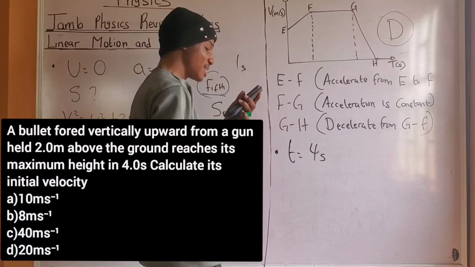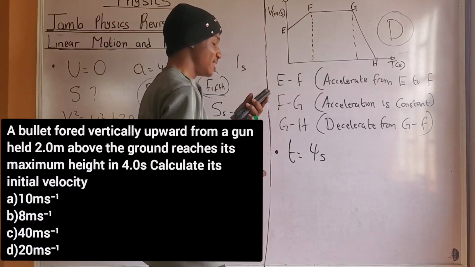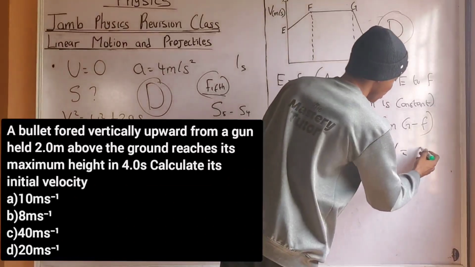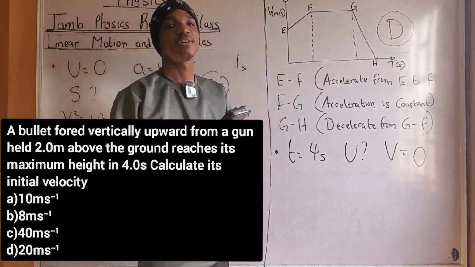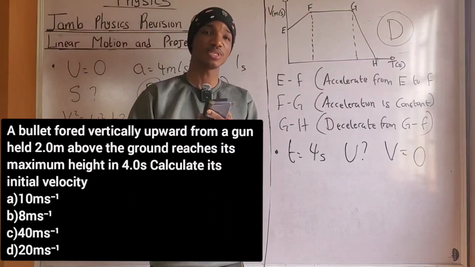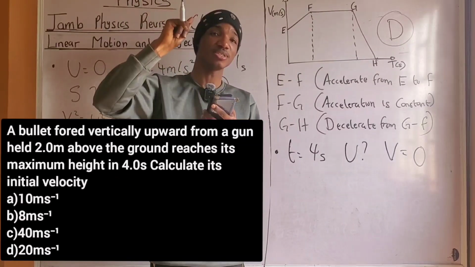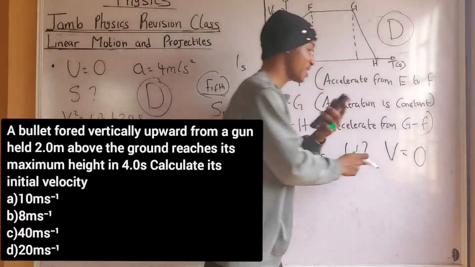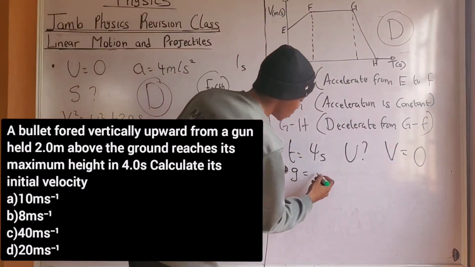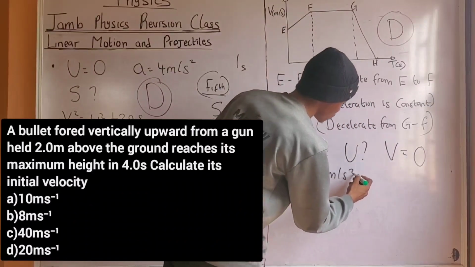And because the bullet is fired, the initial velocity is what you are looking for. The final velocity will be 0. The velocity that the bullet reaches before coming down, that is the final velocity. And the velocity at that point is what? It's 0. Are you getting it? That is why we have final velocity at 0. Okay? We are given that g equals 10 meters per second squared.